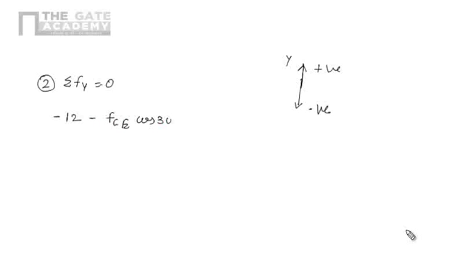Let's take condition number 2, that is, the algebraic summation of all vertical forces should be 0. So if we see the diagram, there is a vertically downward force, that is minus 12, because from our sign convention, positive y is positive, negative y is negative. So 12 is acting downward, so minus. The component of FCE in the downward direction is FCE cos 30 degrees, negative. The component of FCD in the downward direction is FCD cos 30, in the negative direction, equals 0.